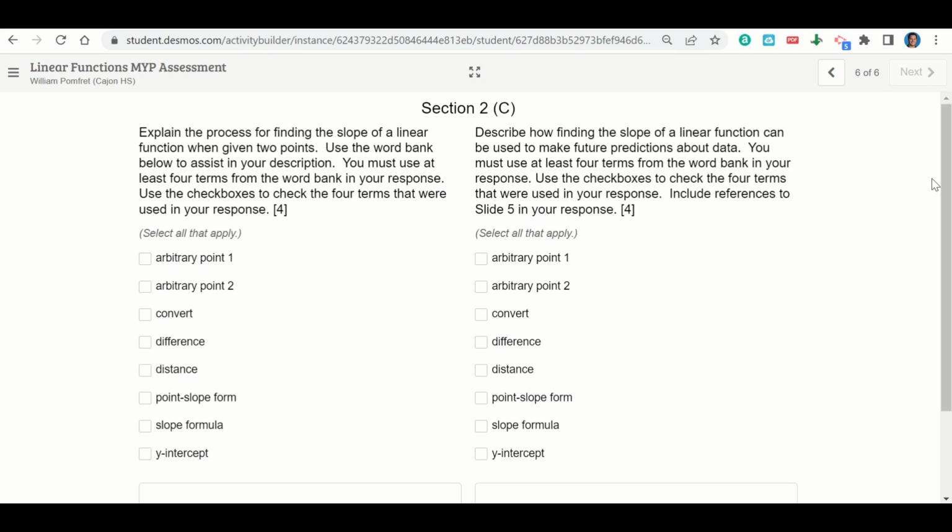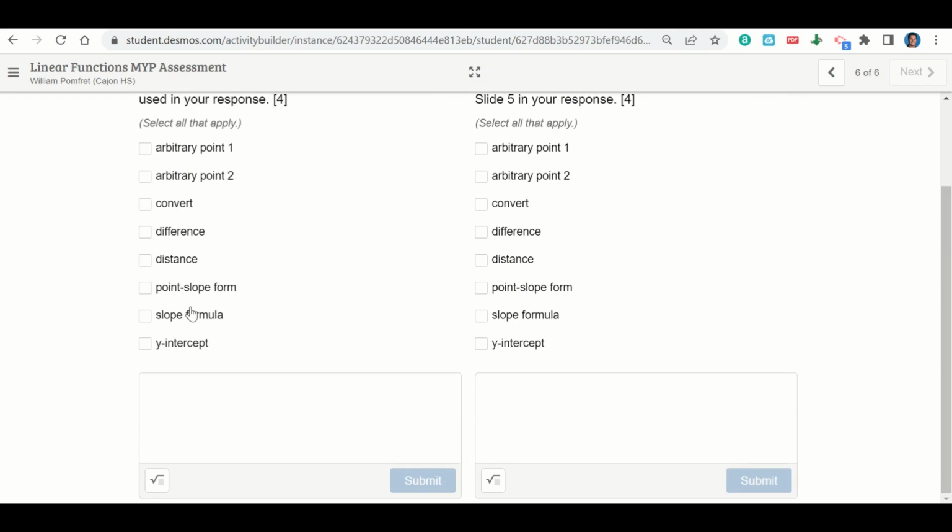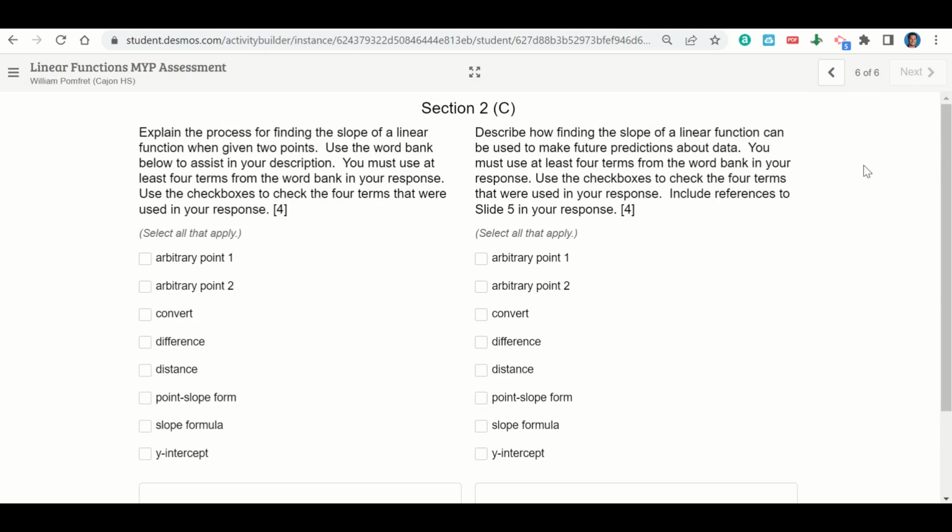So you're going to write out your answer in the box below, and you need to use at least 4 of these words from here. So I'll answer with those 4 words, and then check the boxes of the words that were used. For the next one, it says, describe how finding the slope of a linear function can be used to make future predictions about data. So how can using a linear function help you to predict what could happen in the future?